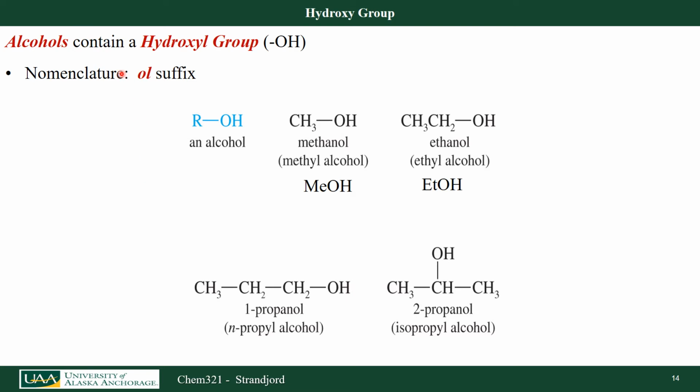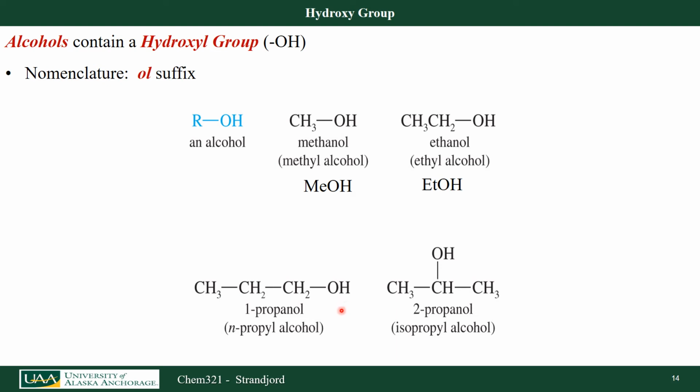Alcohols are hydrocarbons that contain a hydroxyl group on them, or OH. Nomenclature-wise, we add the suffix -ol to the end. So generically, I have a generic hydrocarbon with an OH, that's an alcohol. This is methanol. I have 1 carbon with an OH on it. Oftentimes, historically, we call this methyl alcohol, or MeOH. If I have 2 carbons, we call it ethanol, and I have another historical common name, ethyl alcohol, or EtOH.